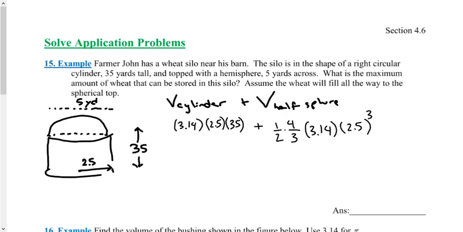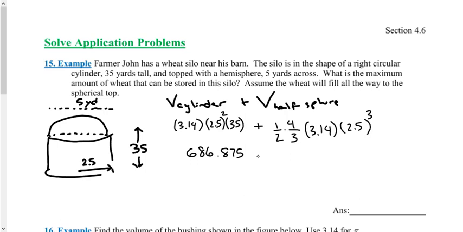Okay, so when we put all this into our calculator, I'm going to do this real quick. 3.14 times, pi r squared. Man, I forgot to write it there again. Boy, it's a good thing I caught that. 2.5 squared times 35. I got 686.875. I'm going to round that to 0.86 would probably be okay. And then we've got 1/2 times 4/3, so that's just going to be 2/3 times 3.14 times 2.5 cubed.